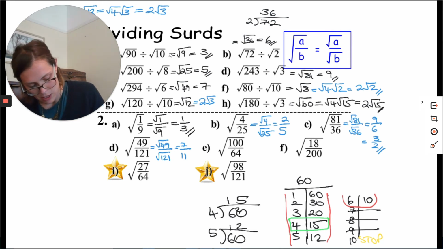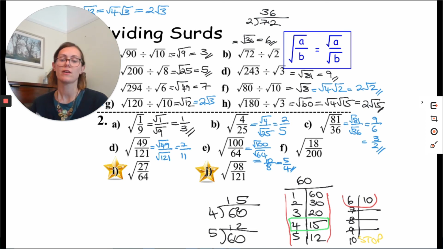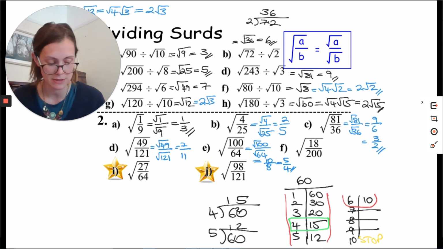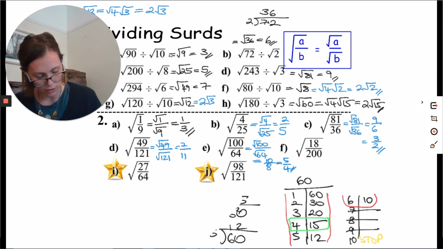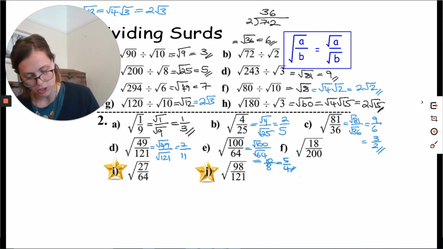E is the same, so I've got the square root of 100 and the square root of 64. So that becomes 10 over 8, and again you can simplify that to 5 over 4 by taking out the factor of 2. Now F. F is similar to what we're seeing in I and J. You haven't got square numbers on here, but you can simplify your square roots to make the problem much, much easier. So instead of doing the division, and especially if this comes up in a non-calculator paper, instead of doing 18 divided by 200, I'm going to simplify both those surds and see what that leaves me with.